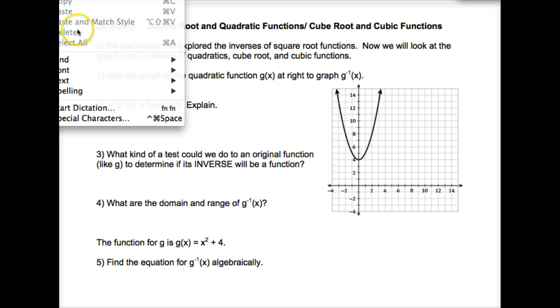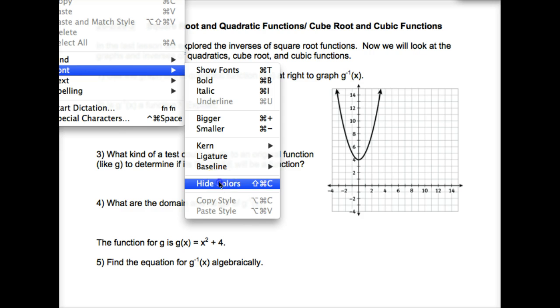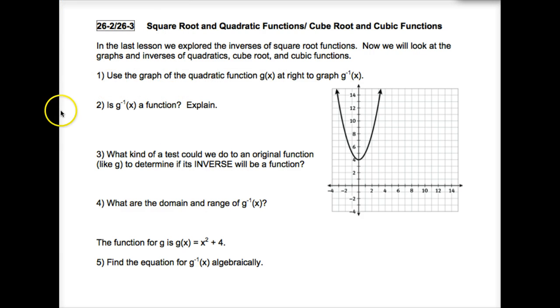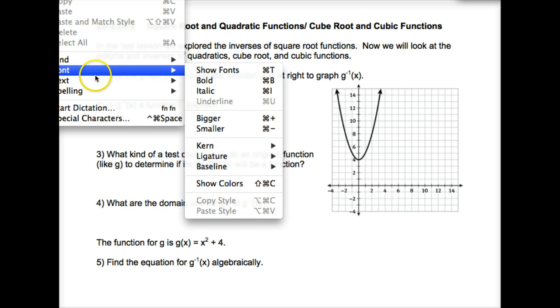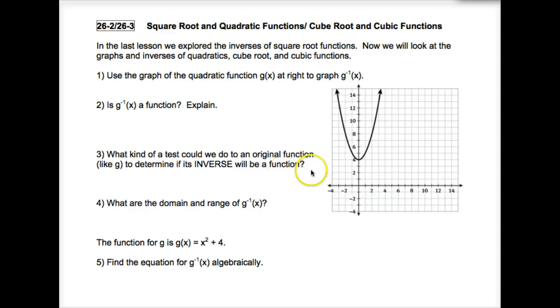Let me switch here to a color that you're going to be able to see, hopefully. Maybe not. Sorry. Colors. There we go.